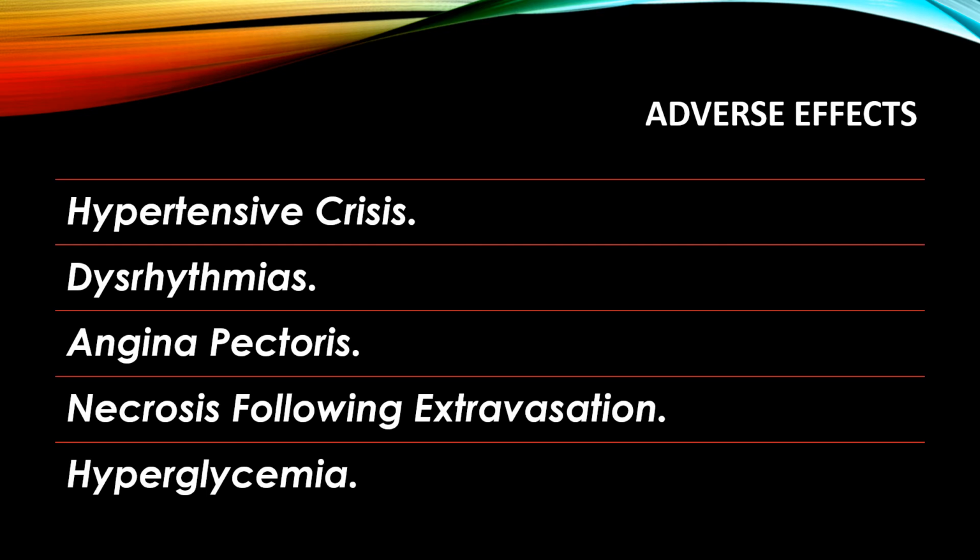And now, these are the adverse effects of the epinephrine. So first is your hypertensive crisis. Vasoconstriction secondary to excessive alpha-1 activation can produce a dramatic increase in the blood pressure, causing hypertensive crisis. Epinephrine can also cause dysrhythmias. Excessive activation of beta-1 receptors in the heart can produce dysrhythmias.